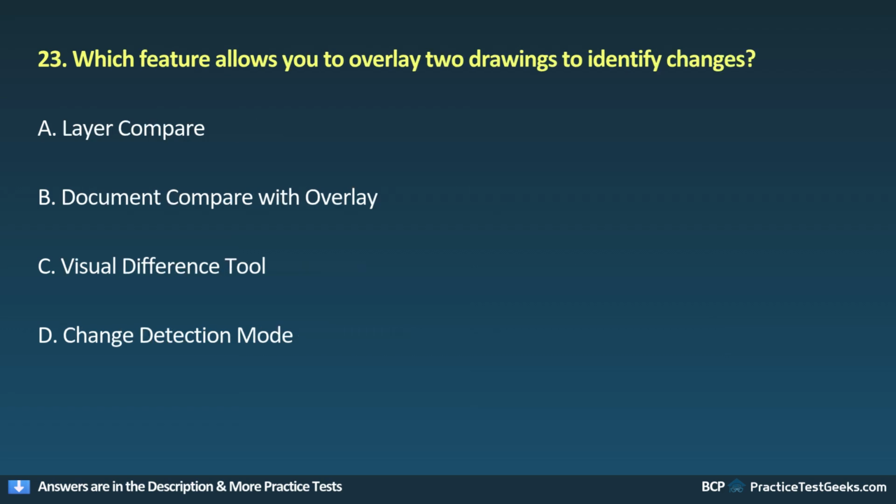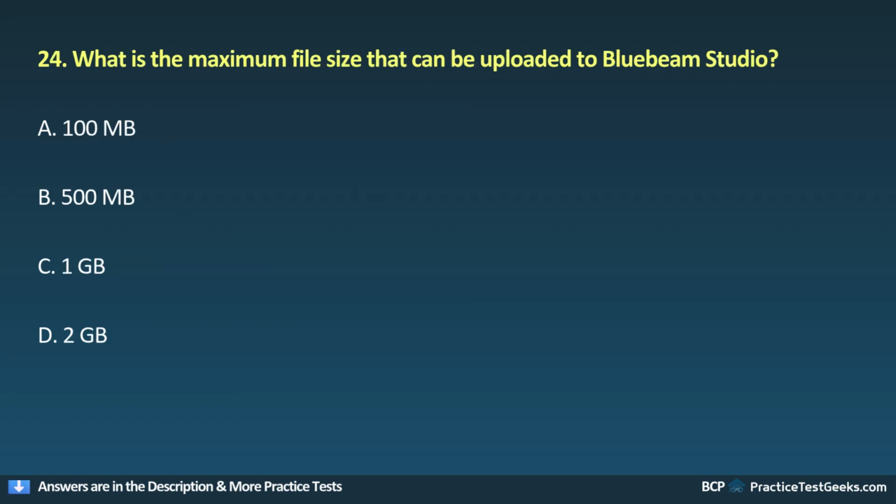23. Which feature allows you to overlay two drawings to identify changes? A. Layer compare. B. Document compare with overlay. C. Visual difference tool. D. Change detection mode. 24. What is the maximum file size that can be uploaded to Bluebeam Studio? A. 100 megabytes. B. 500 megabytes. C. 1 gigabyte. D. 2 gigabytes.